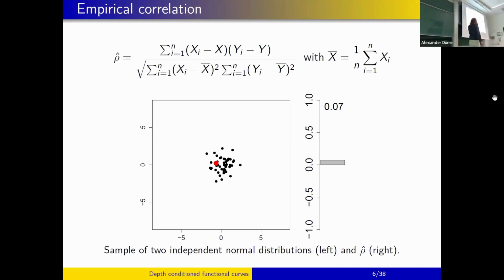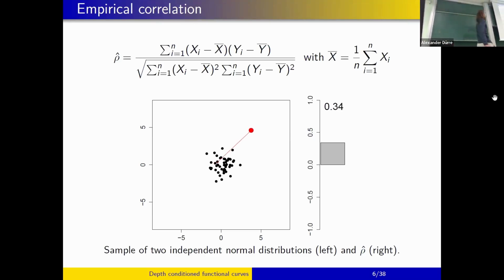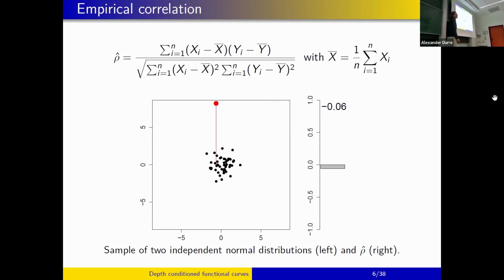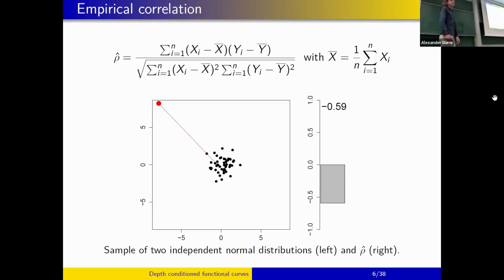And indeed, correlation is nearly 0. Of course, it's not exactly 0 because it's just a sample. And now we manipulate the right point, and then we see that we can very much inflate this correlation coefficient and make it arbitrarily large or arbitrarily small by just moving this data point around. So we see that the correlation coefficient is highly influenced by outliers.